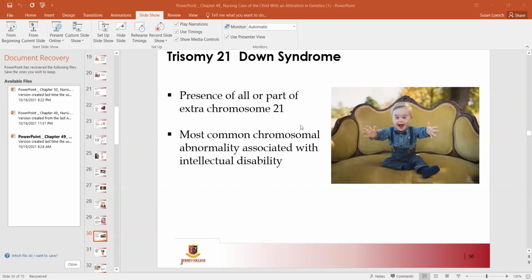So Down syndrome is associated with intellectual disabilities, characteristic facial features like the slanted eyes, the depressed nasal bridge, and other health problems: cardiac defects, visual and hearing impairments, as well as intestinal malformations and increased susceptibility to infection. However, we've seen a lot of improvement over the years, and these children live a lot longer now. Before they would die in their early 50s, and now we see them living well into their 70s.